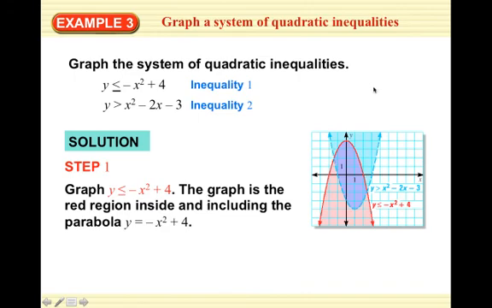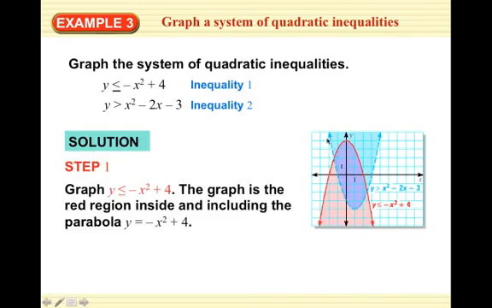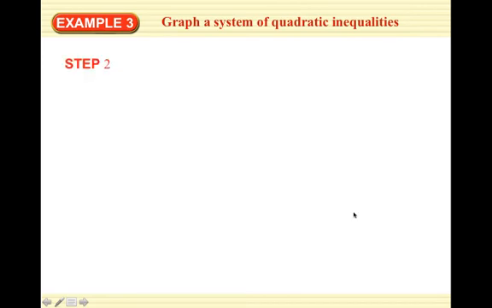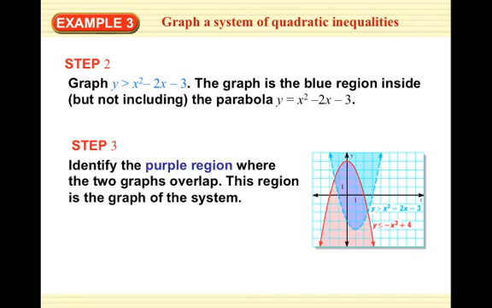The blue parabola is the second one, and since it's strictly greater than, you are going to have a dotted parabola, so you can see it's dotted. Again, if you plug in 0, 0, you get 0 greater than 0 minus 0 minus 3, so 0 greater than negative 3, that's true, so you're going to shade inside the parabola here. So our final solution is this purplish region where there's overlap. Identify the purple region where the two graphs overlap. This region is the graph of the system.